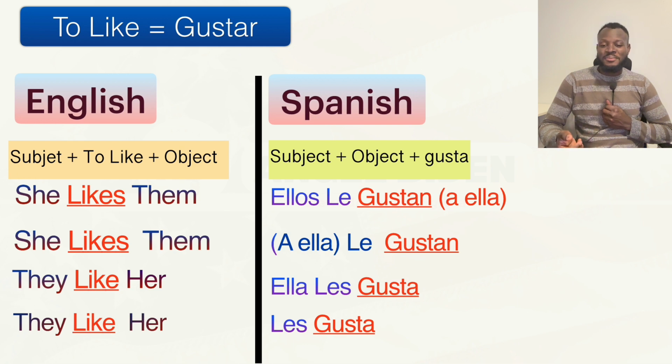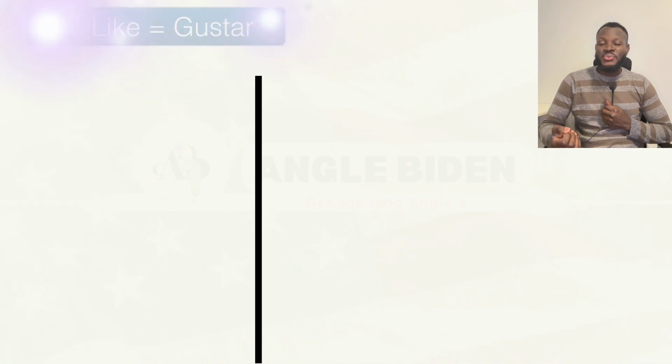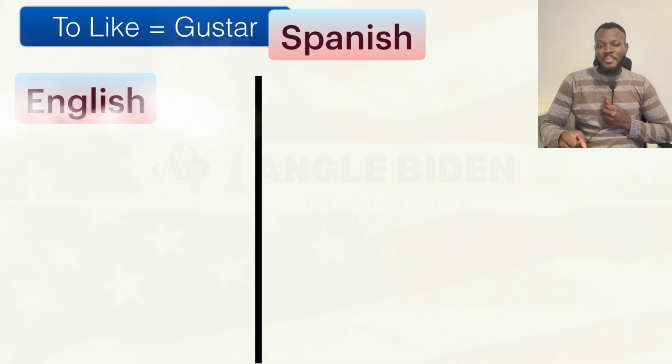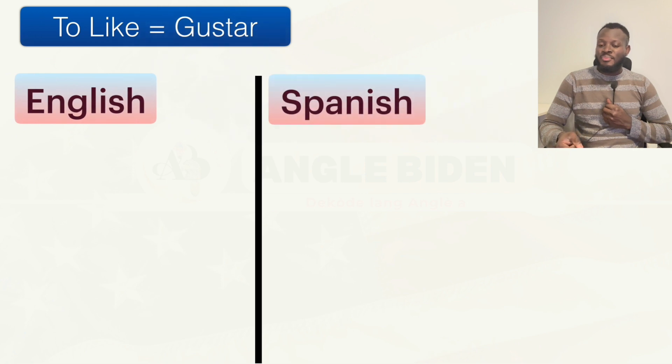Let's review now. She likes them. Ellos le gustan a ella. She likes them. Le gustan. They like her. Ella les gusta. They like her. Les gusta. Yep, let's continue.